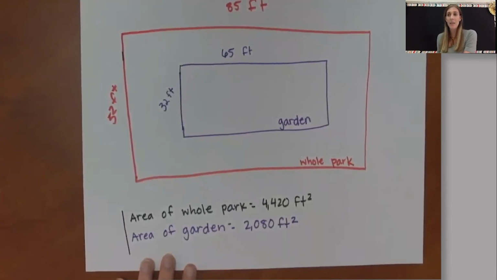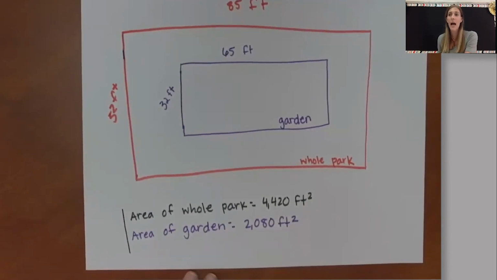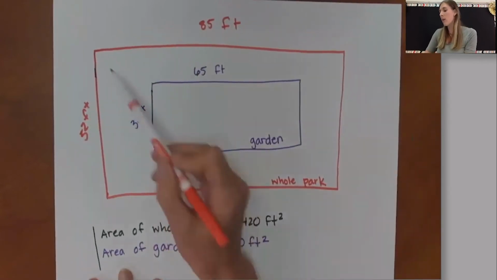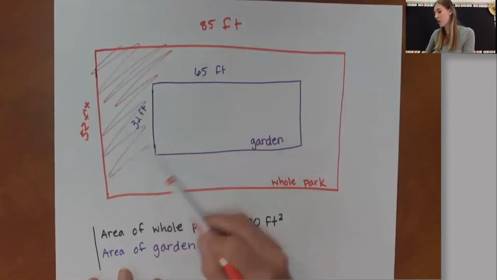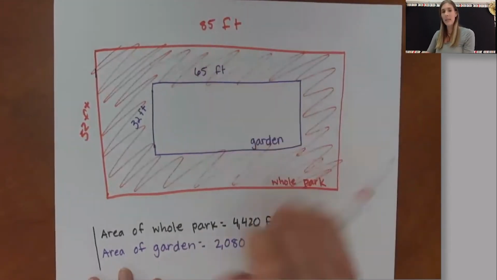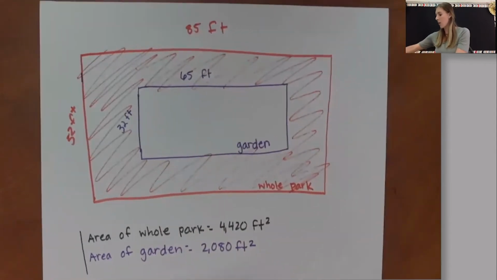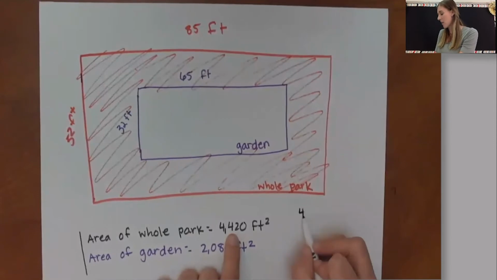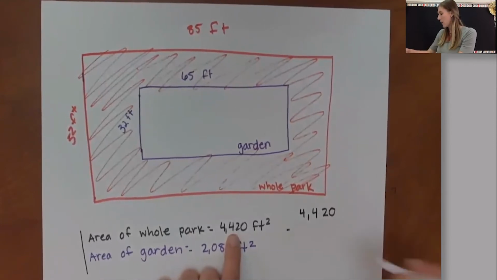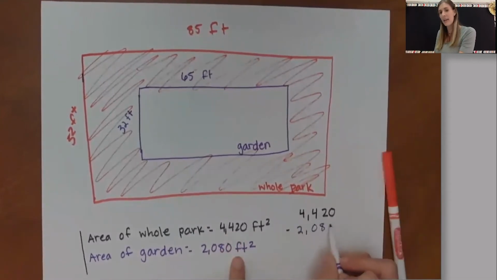Our last step is to subtract the area of the garden from the area of the entire park to find the area of just the walkway. So we want the area of just this shaded part. So we need to take away the garden because they're not going to paint that. So we can go over here to the side. We take the area of the whole park, 4,420. Then we take away the area of the garden, 2,080.